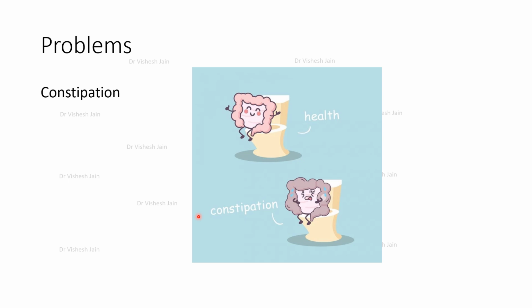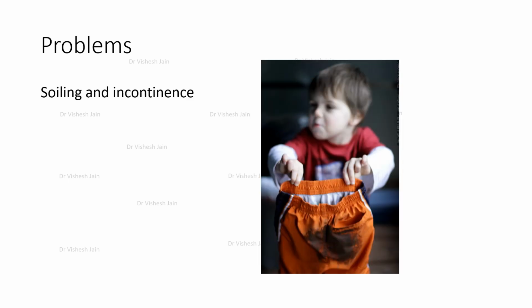Other problems that can happen in this baby is constipation. We must understand that this is not a normal opening created by God. This is an opening that is created by a doctor. So it cannot be expected to function exactly like a normal orifice. So there can be some degree of constipation. There can also be soiling and incontinence, which can be because of various reasons. And for the same, you should follow the advice of your doctor.